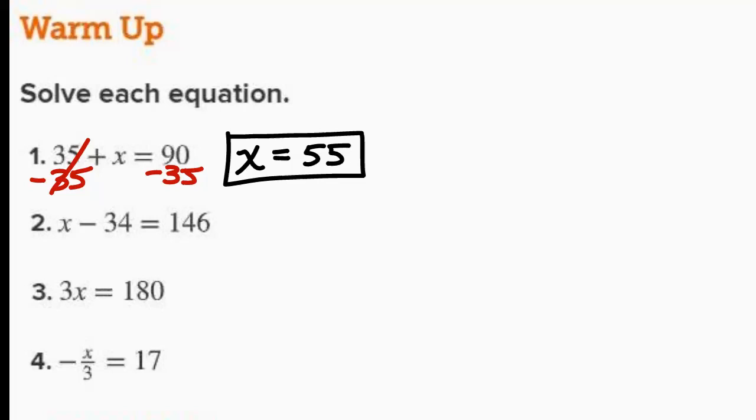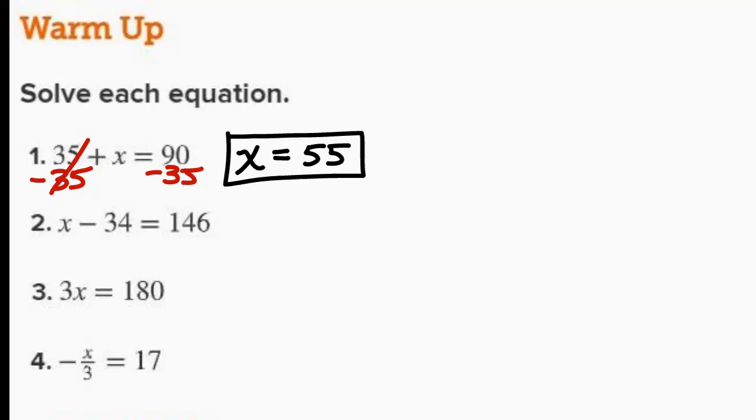So when I do 35 minus 35, what number does that actually give me? 0. So then I have 0 plus x. Well, nothing plus x is just x. So I'm using the subtraction property of equality here. If you do it to one side, you have to do it to the other side. This is on that warm-up page, that white piece of paper that I handed you.